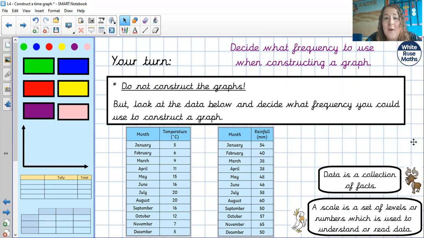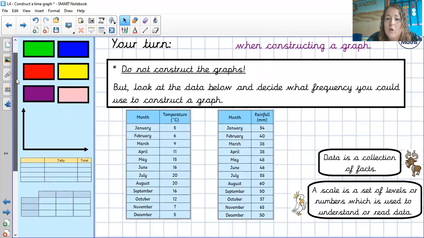Okay, well done having a go at that if you were able to. Let's just have a look at this data then and see what we could have done for our frequency, because this is often the bit that we need to think about, and it's the first step I've done in the other lessons. So I have this time months on both sets of data, but I'm going to start with this one on the left first. I've got month and temperature. So the months would be across on my x-axis and the temperature would be on my y-axis.